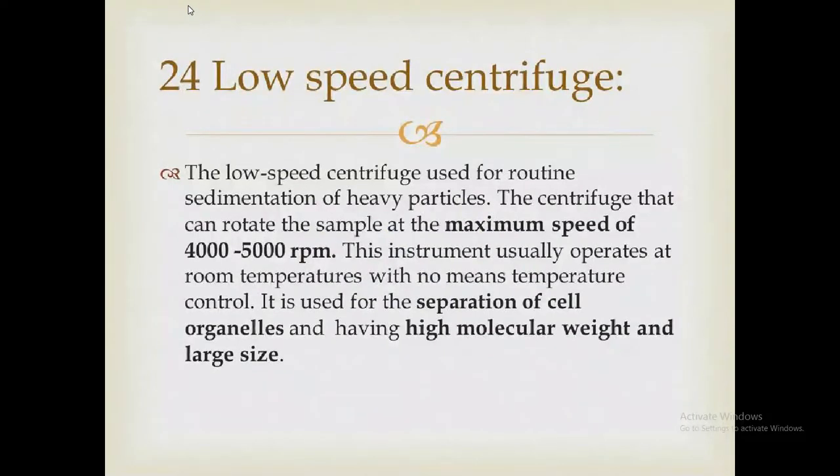First is the low speed centrifuge. The low speed centrifuge is used for the routine sedimentation of heavy particles. It rotates the sample at a maximum speed of 4000 to 5000 RPM. You need to remember this: 4000 to 5000 RPM is for the low speed centrifuge. This instrument usually operates at room temperature with no means of temperature control. There is no temperature controller available for this. It is used for the separation of cell organelles, very important, which have high molecular weight and large size.